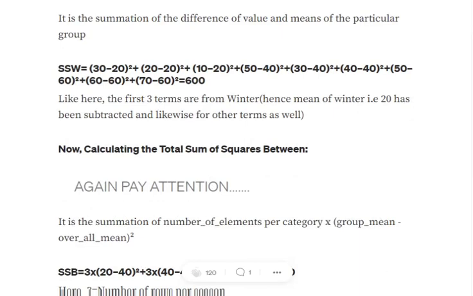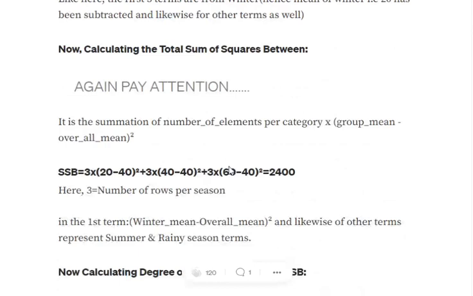Now we will be calculating the total sum of squares between, that is SSB. So SSB is nothing but the mean of the different subcategories minus the mean of the whole data set, whole square, into 3. So into 3 means that there is a total number of values present in that particular subcategory. So 20 is the mean for winter, minus 40, the overall mean for the data set, whole square, into 3. 3 represents the total number of data samples present. Similarly for summer, similarly for rainy, we have calculated, giving us SSB equals 2400.